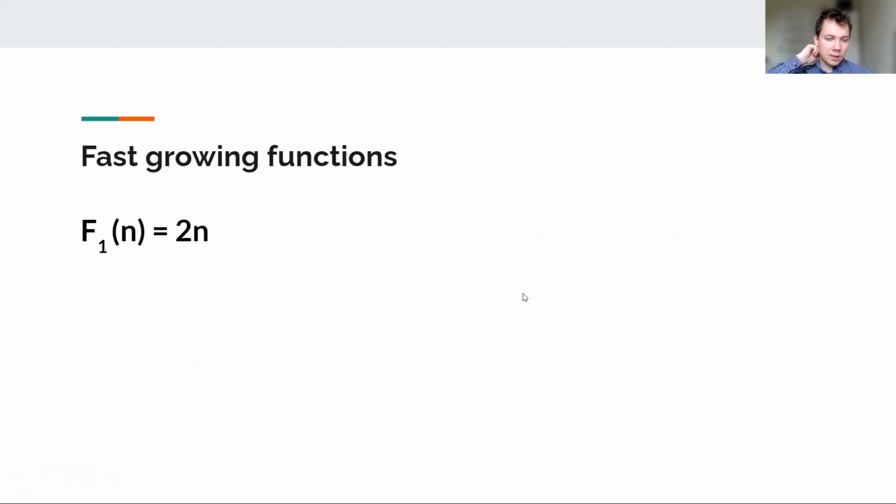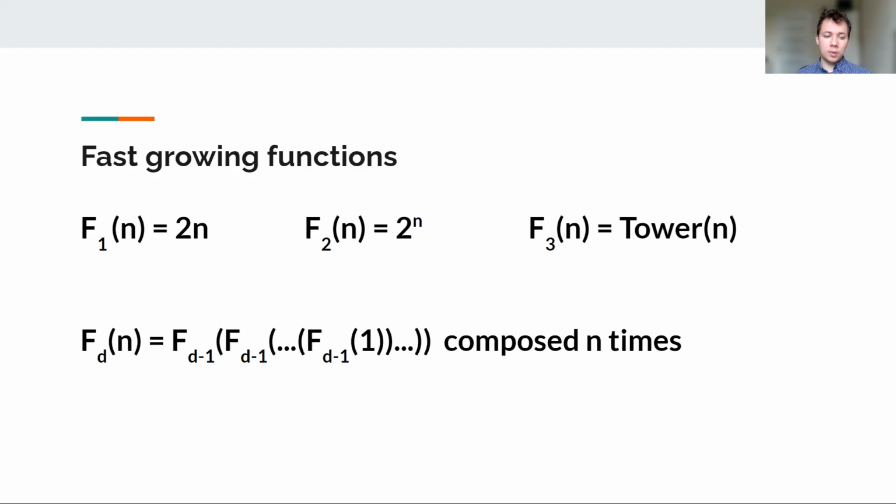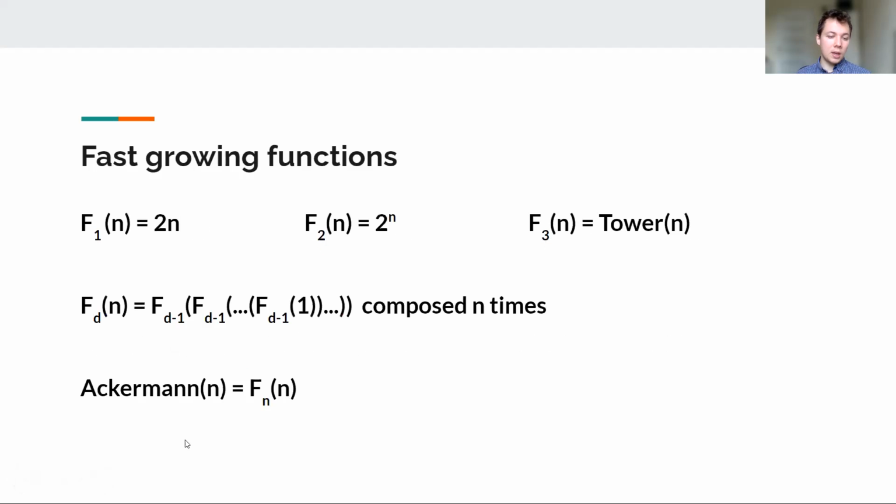So now I will define fast-growing functions. This is because these functions create complexity classes. F1 can be defined as 2 times n. F2 is 2 to the power of n. F3 is tower. And FD can be defined as n times composed FD minus 1, starting from 1. We can also define Ackermann to be Fn of n.